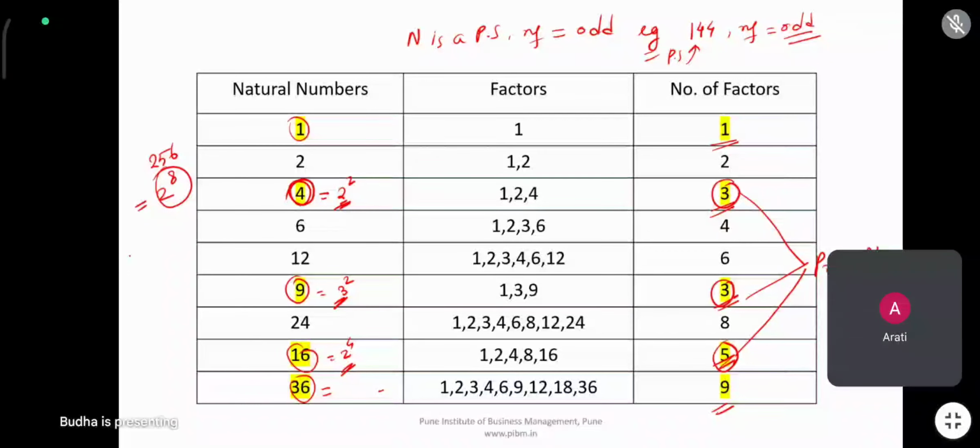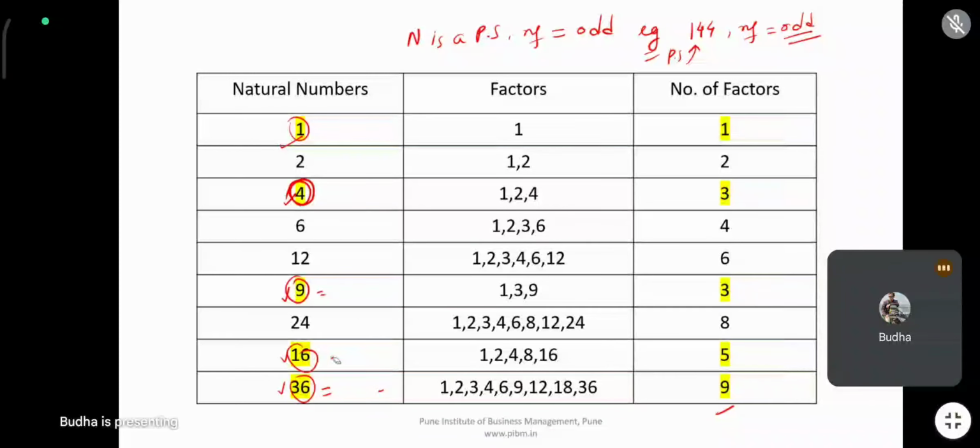If you're not understanding it well, okay, fine. For now just remember this much: whenever a perfect square comes, its number of factors should always be odd. Keep it in mind, only this part. So if n is a perfect square, the number of factors will always be odd.